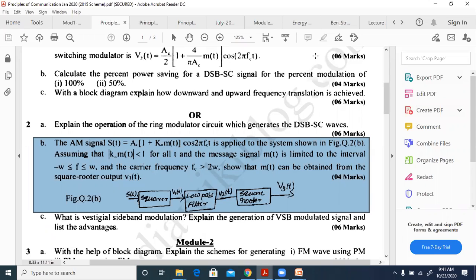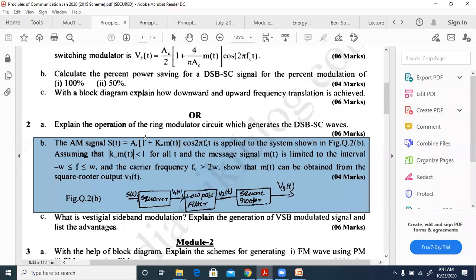So we have this question 2b, wherein you have s(t) as the AM signal, and that is passed through a squarer. So that means you'll get Ac squared [1 + ka m(t)] whole squared cos squared of 2 pi fc t. Now this cos squared of 2 pi fc t can always be written as (1 + cos 4 pi fc t) divided by 2. So that will have 2 components: one is 1 by 2, and another is cos of 4 pi fc t divided by 2.